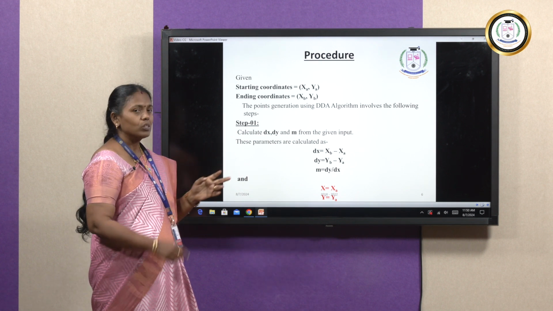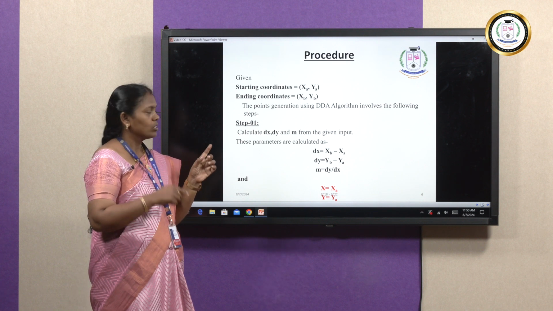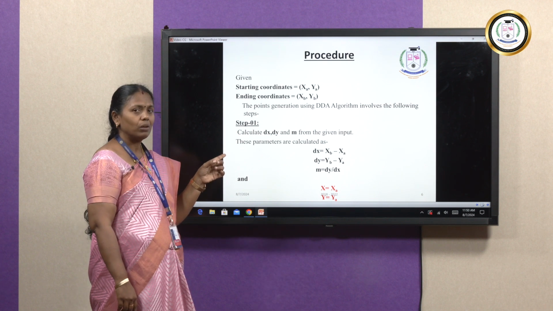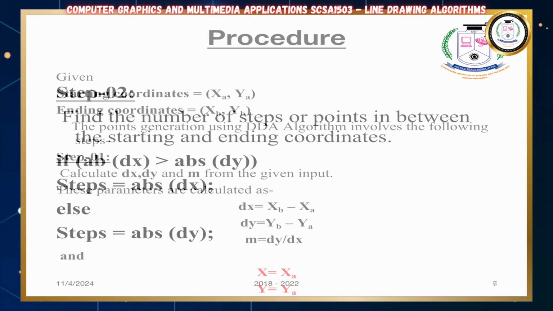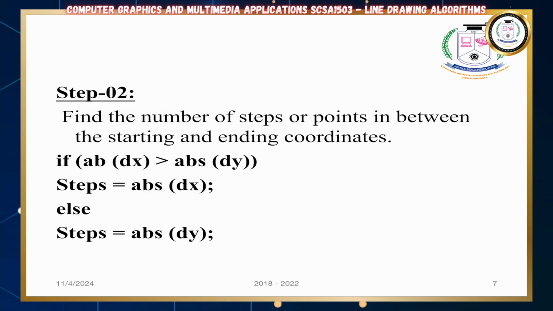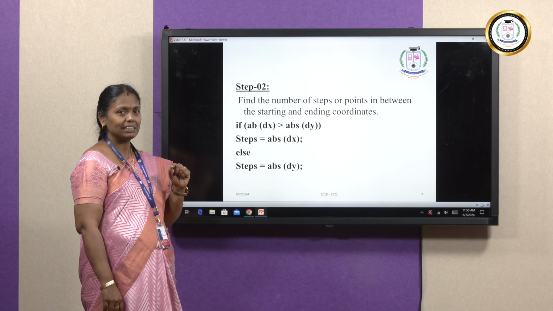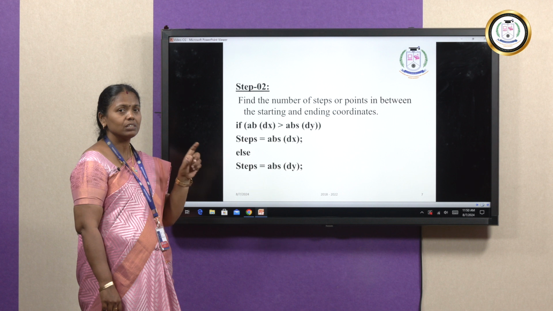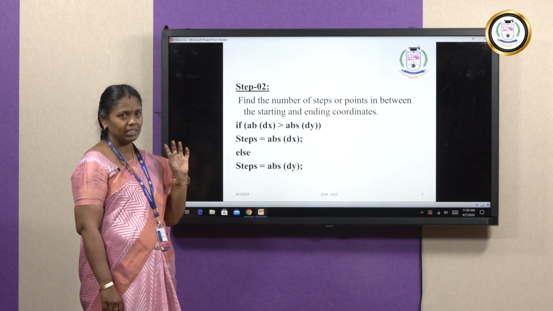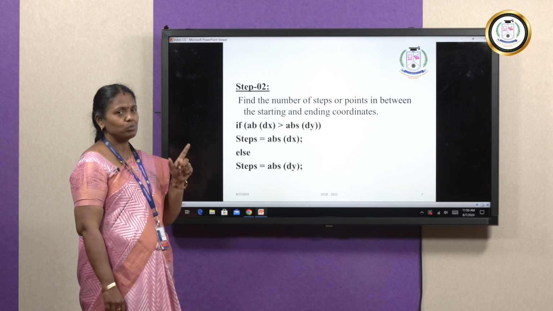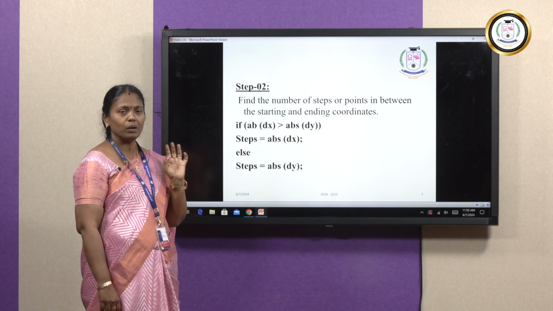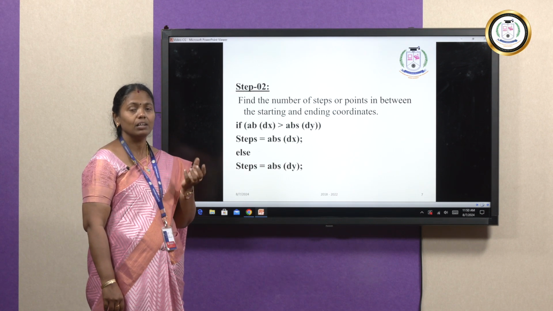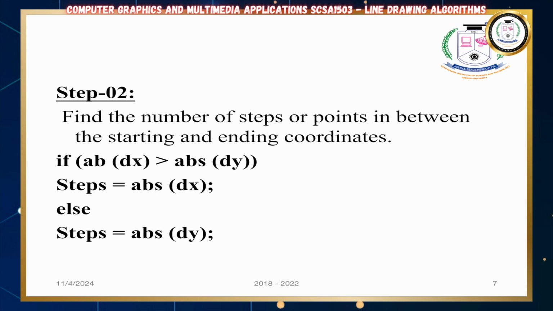Next is the slope. For each line we have to calculate the slope, using the formula dy divided by dx. This is the first initial step. Next we find the absolute value of dx and the absolute value of dy. If the absolute value of dx is greater than the absolute value of dy, the steps value will be the absolute value of dx. If dy is greater, the steps will be the absolute value of dy. Absolute means we avoid the negative sign, and that is assigned as the steps.